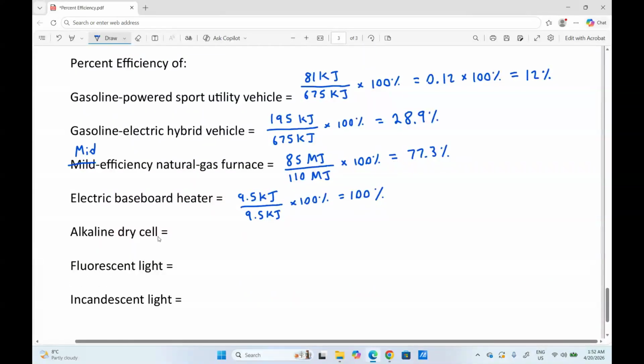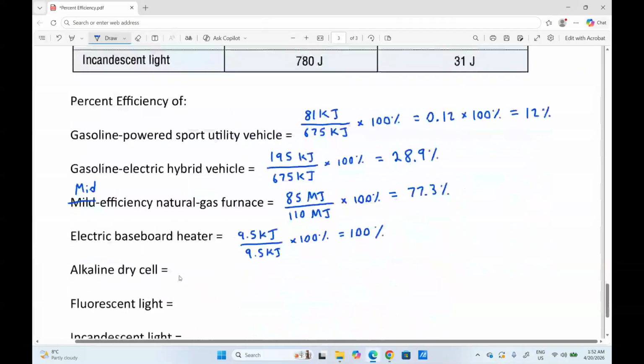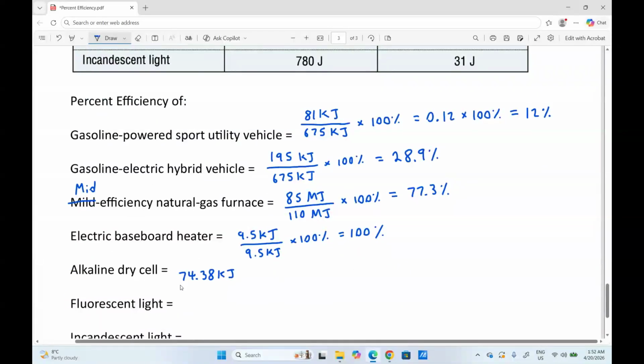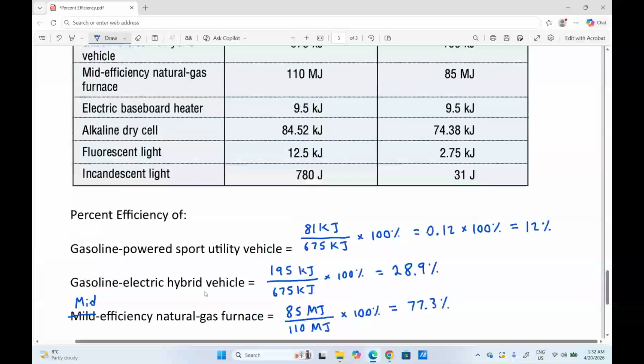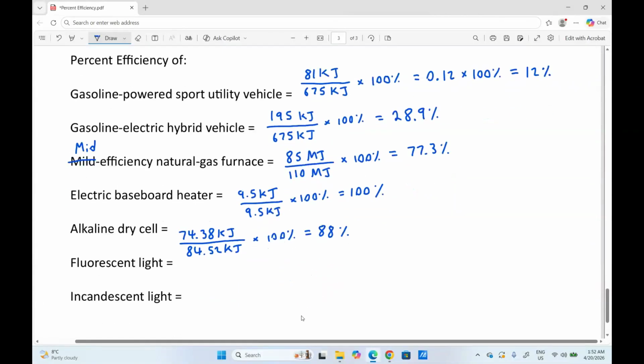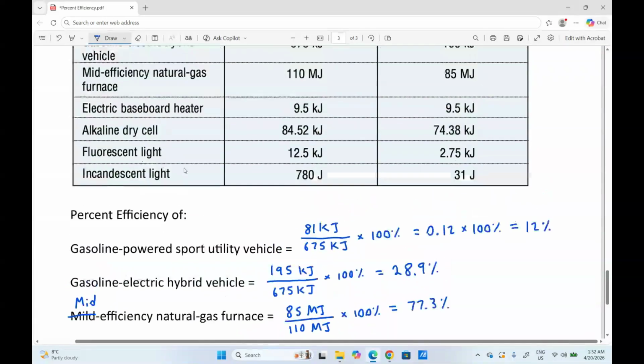Now for the alkaline dry cell, I'm going to have 74.38 kilojoules of energy, and it's going to be divided by 84.52 kilojoules of energy. I'm now going to times that by 100%. And if I compute that math, I'm going to get 88%.